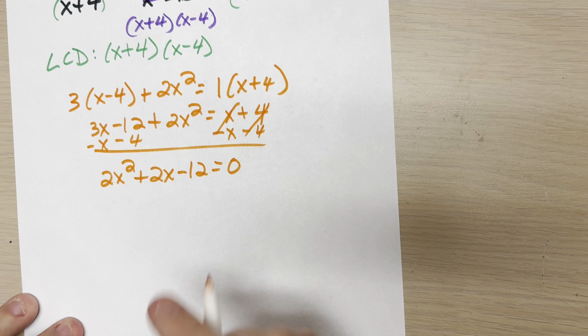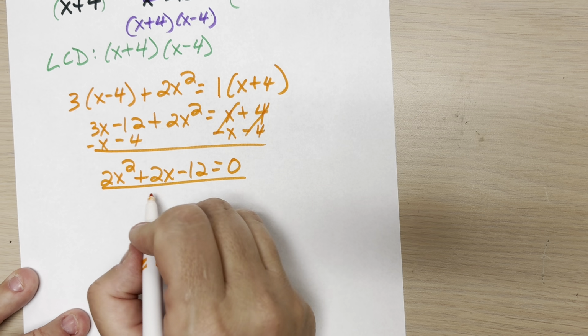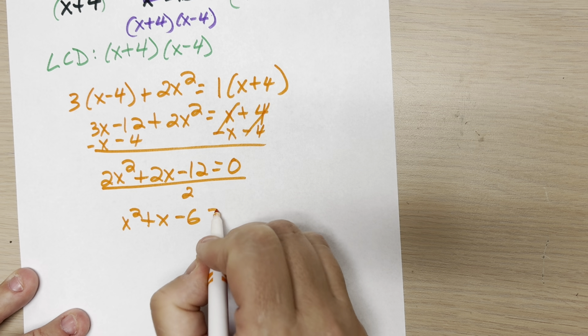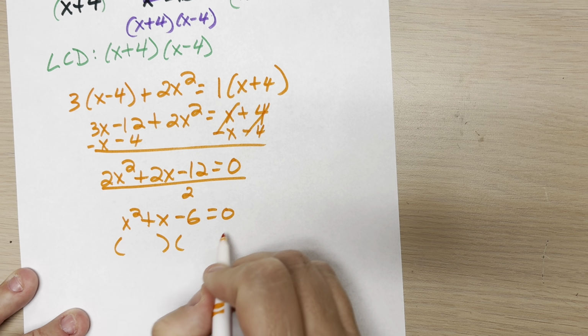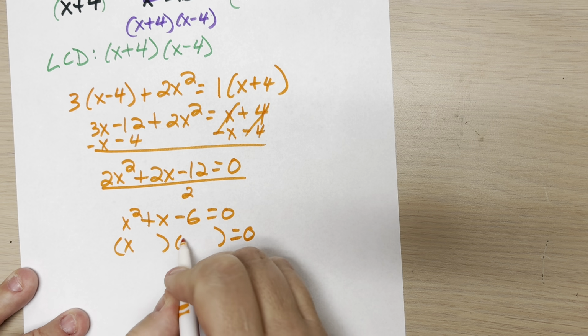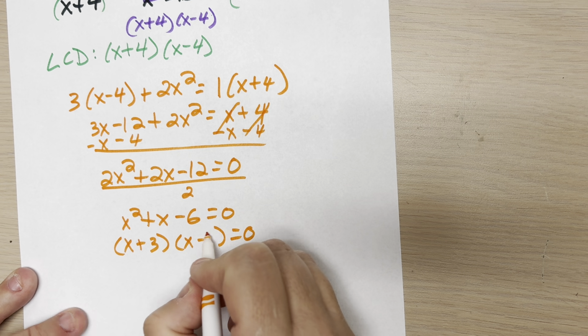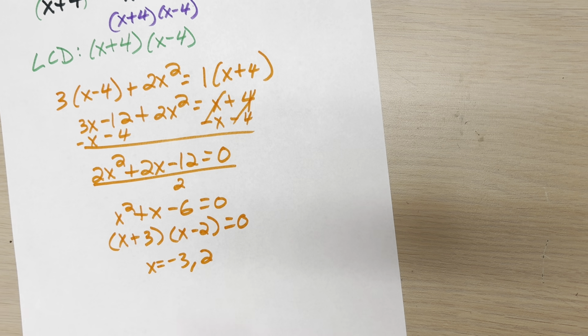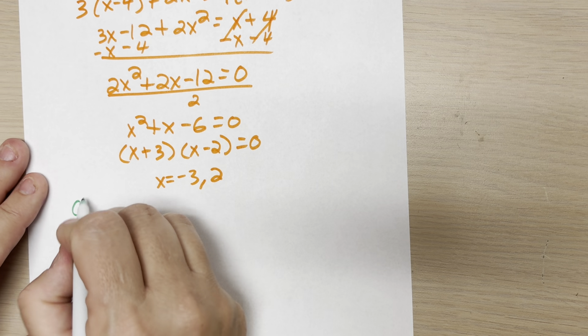All right. Hey, look, everything is divisible by 2. X squared plus x minus 6 is 0. Factors of negative 6 that add to positive 1. Hopefully you said 3 and negative 2. X is negative 3 and 2. Okay, let's check them and hopefully they both work.